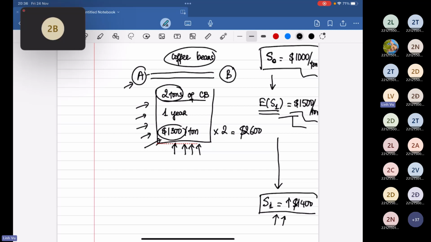You can see that if we look at this transaction, we can easily estimate the profit and loss of each party for this contract: whether party A has a gain or loss from being involved in this contract.